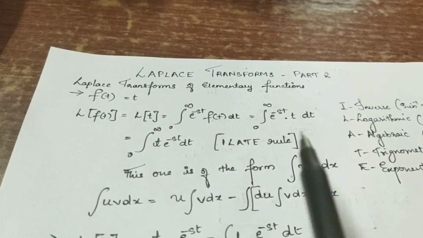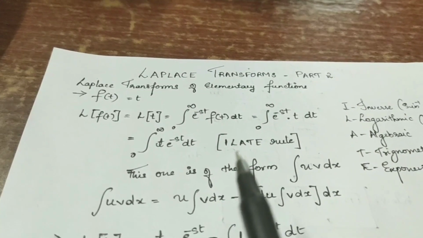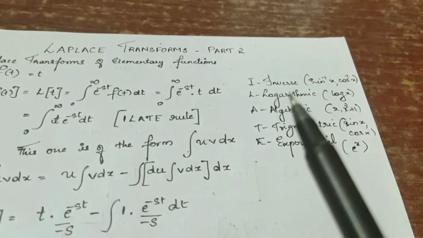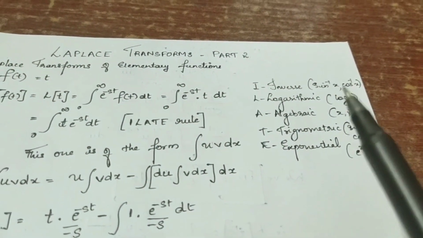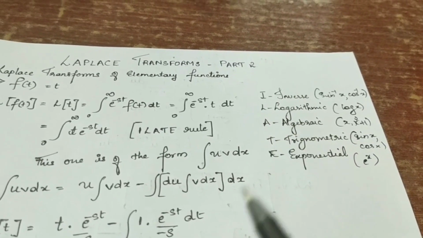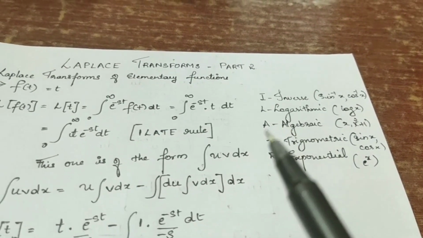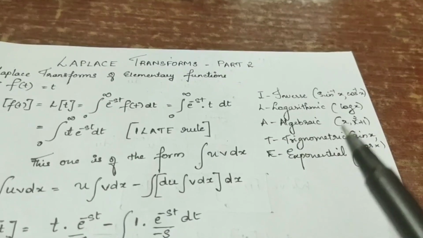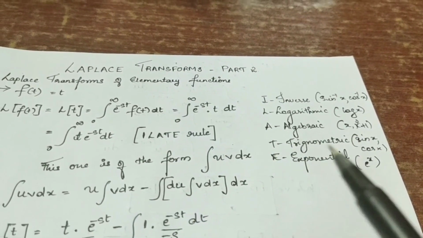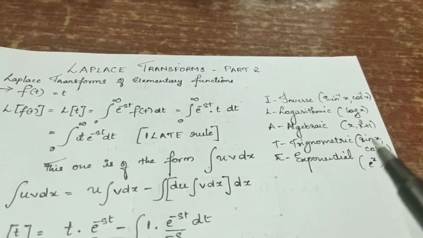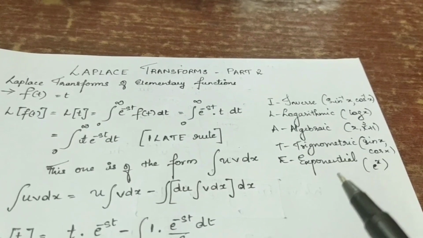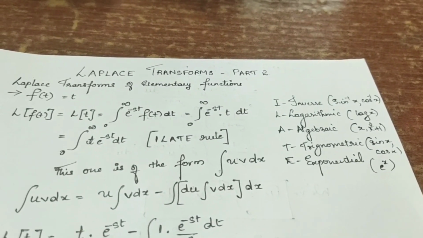Now, for doing the integration, we'll have to follow the ILATE rule. I stands for inverse, which includes sine inverse x, cos inverse x, etc. L stands for logarithmic, log x functions. A for algebraic, which includes x, x squared plus 1, etc. T stands for trigonometric, sin x, cos x, tan x, etc. E stands for exponential, e raised to x functions.